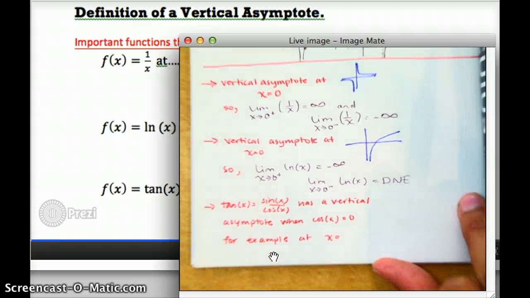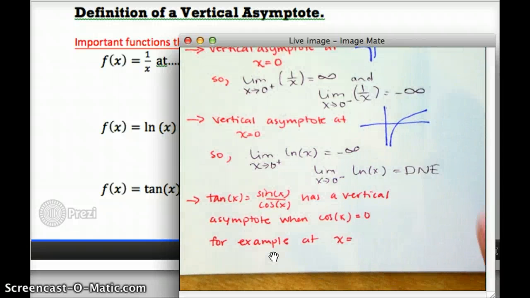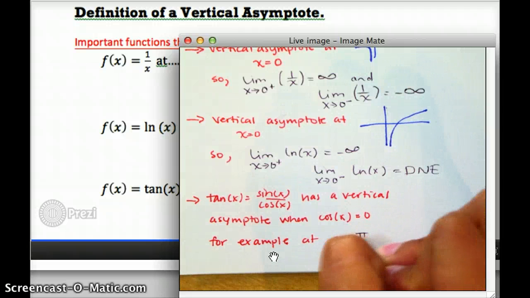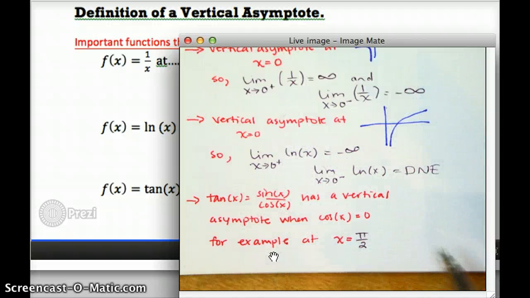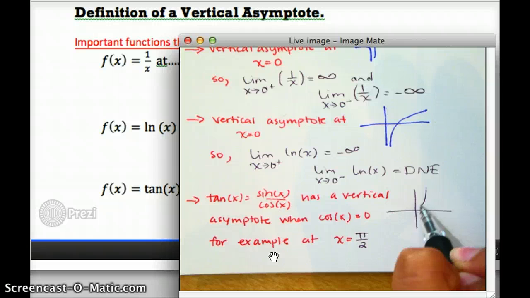And remember that tangent is the same thing as sine over cosine. And so basically, anytime cosine equals 0, it's going to have a vertical asymptote. There are a lot of them. In particular, let's take pi over 2 as an example. Cosine of pi over 2 is 0. When you think about the graph of tangent, the shape looks like this. And then there's an asymptote at pi over 2, and then the shape repeats.